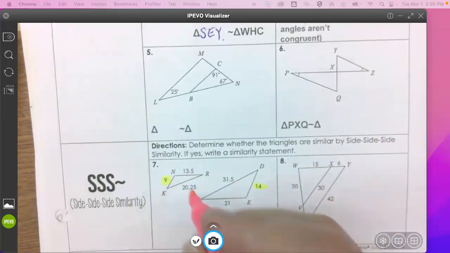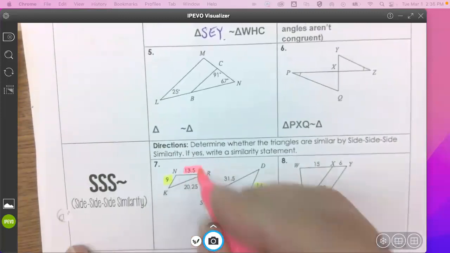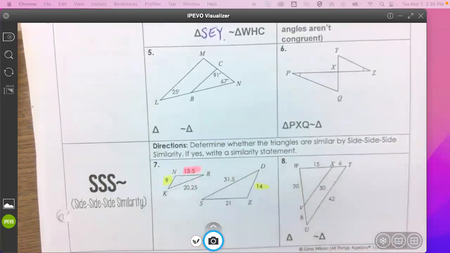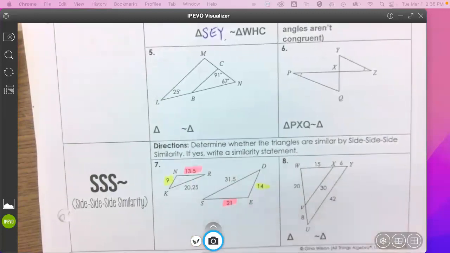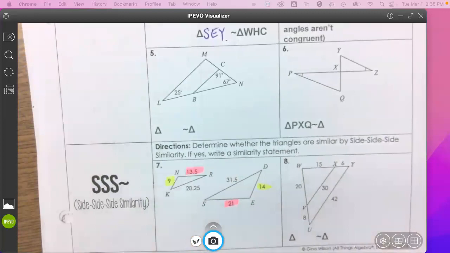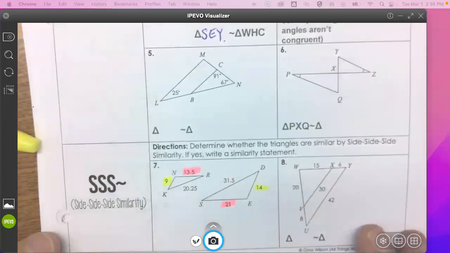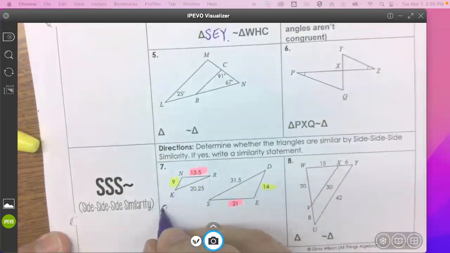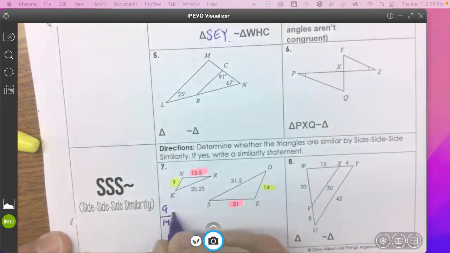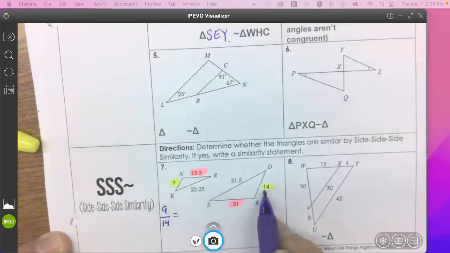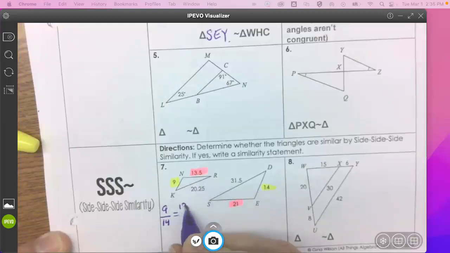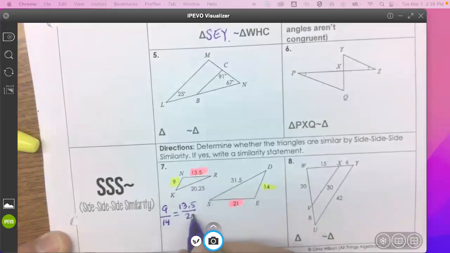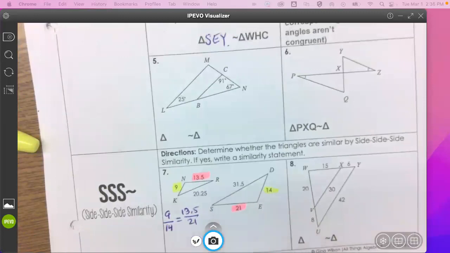And 13.5 is the what? Mediumest or the largest? What's the mediumest over here? 21. So those two line up. So we can create a proportion, like we did last class, to see if 9 is to 14 as 13.5 is to 21.